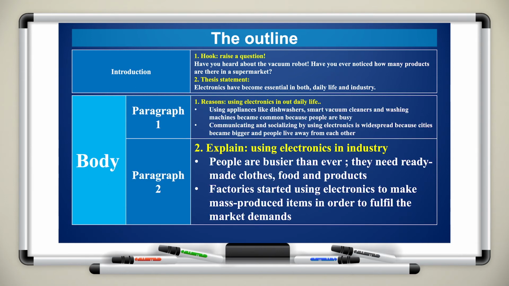Using electronics in industry, people are busier than ever. They need ready-made clothes, food, and products. Factories started using electronics to make mass-produced items in order to fulfill the market demands. This is paragraph 2. You see here? I explained the reasons I provided earlier.